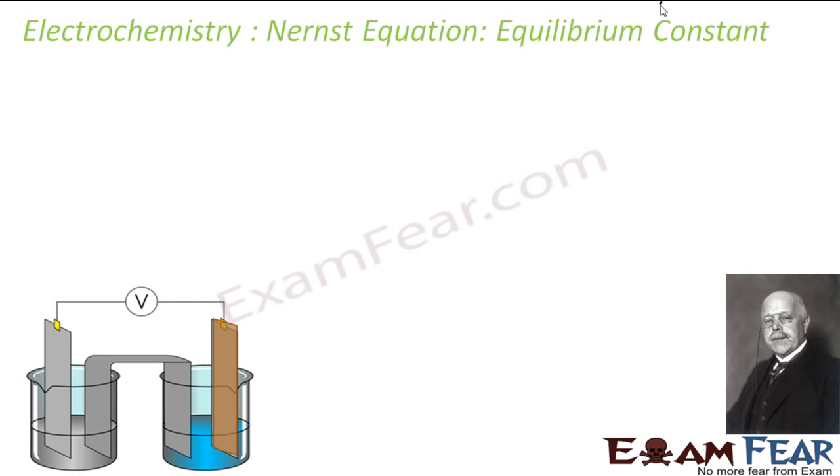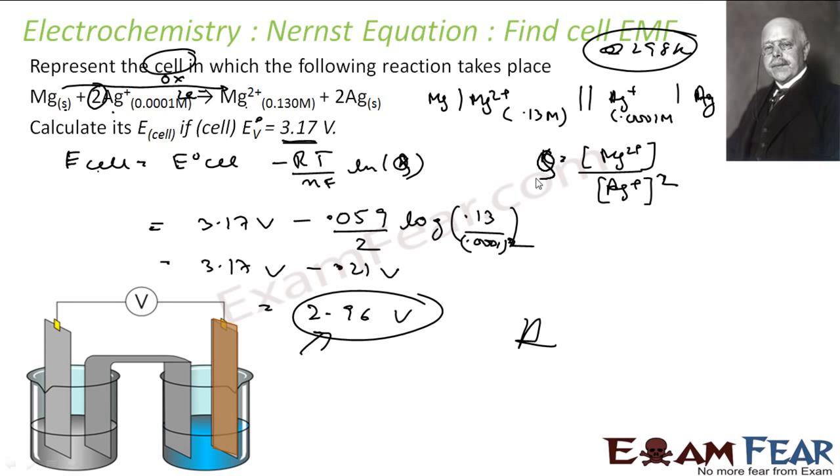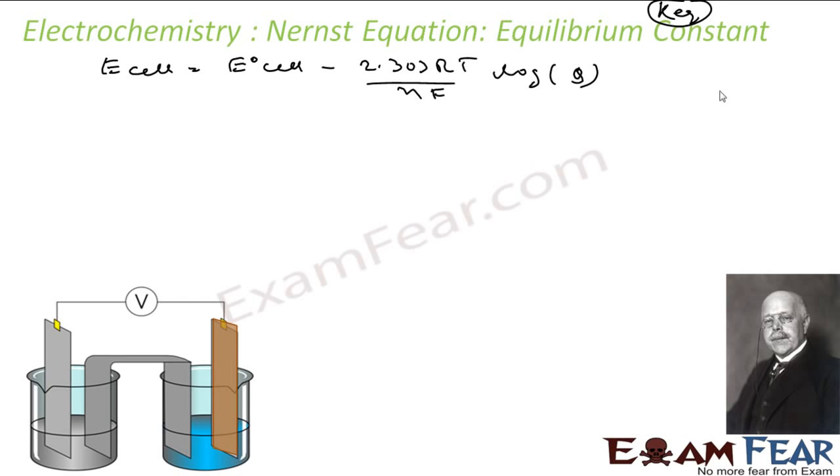As I told you, the Nernst equation can be used to find the equilibrium constant. The equation we have is E cell is E naught cell minus 2.303 RT by nF log of Q. There is a mistake here, this is Q. Now at equilibrium, Q will become K, and the cell will become dead, so E cell becomes 0. Please note, E naught cell will not become 0, it is a standard value; it is E cell that becomes 0 because the cell is dead.